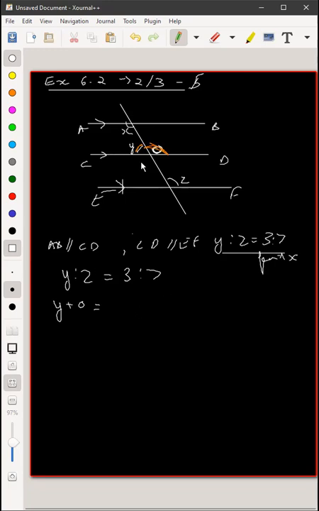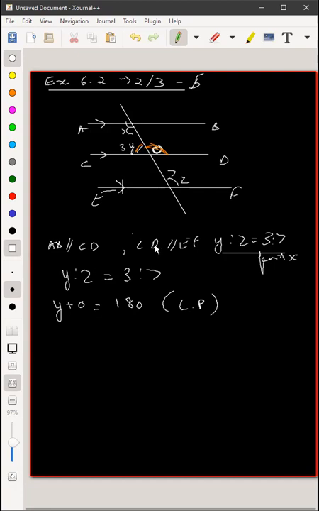You have to find X. You're given Y is to Z. The angle Y is to angle Z is 3 is to 7. So the ratio of this angle to this angle is 3 is to 7. Now I'm asking you, what is angle Y plus angle O equivalent to? What will it be equal to? 180, linear pair.